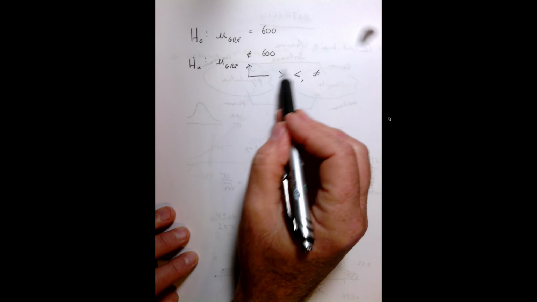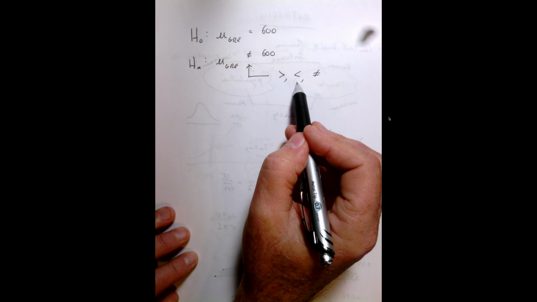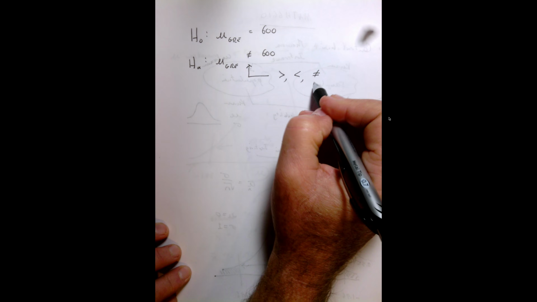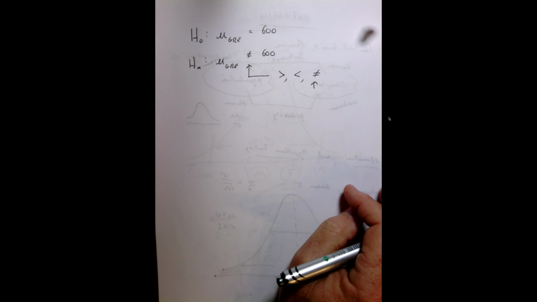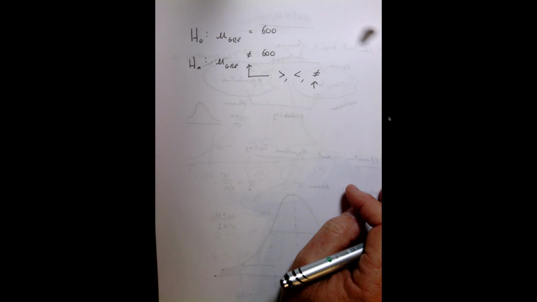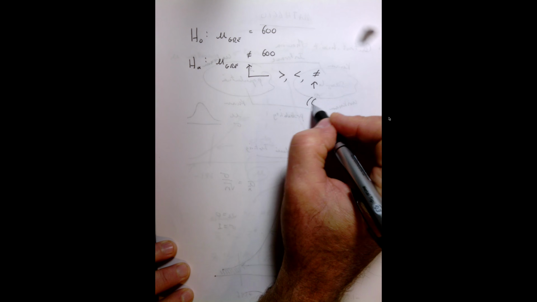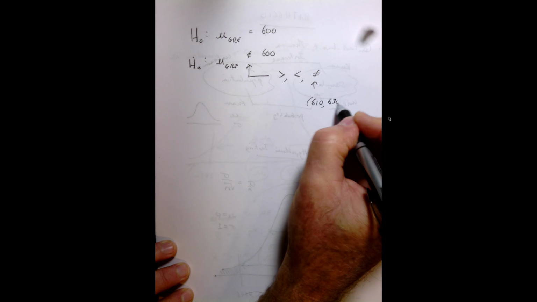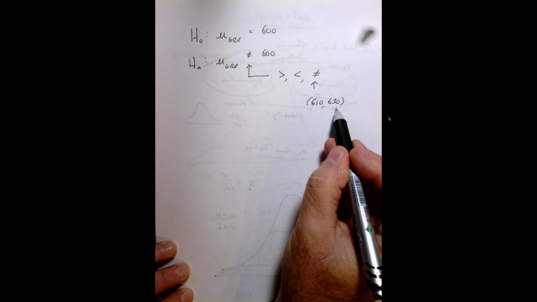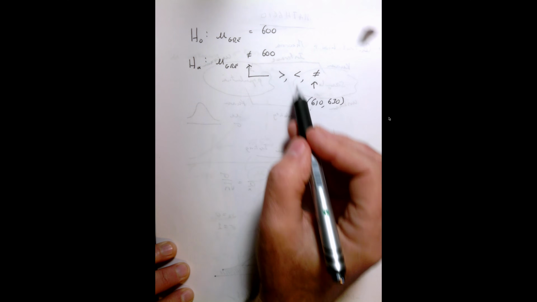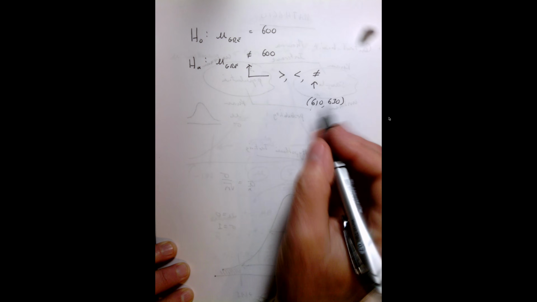Sometimes in ed research there's a justification for greater than or less than. I don't use that. My default is always let's just test not equal to, because if we want direction, then we can construct a confidence interval later on. For example, if we got a confidence interval of 610 to 630, it would be reasonable to conclude that the mean GRE is higher than 600 because the entire interval is above.